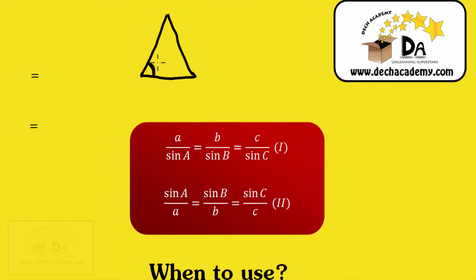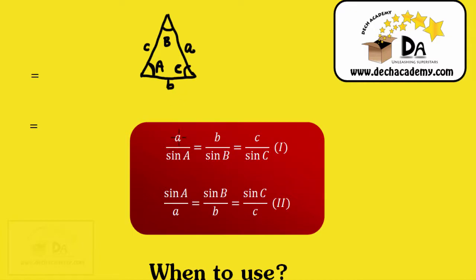Let this angle be uppercase A. Let this angle be uppercase B. Let this angle be uppercase C. Let the side opposite this angle, uppercase A, have a length of lowercase a. So this is uppercase C, so the side opposite this angle has a length of lowercase c. And the side opposite this angle, uppercase B, will have a length of lowercase b.